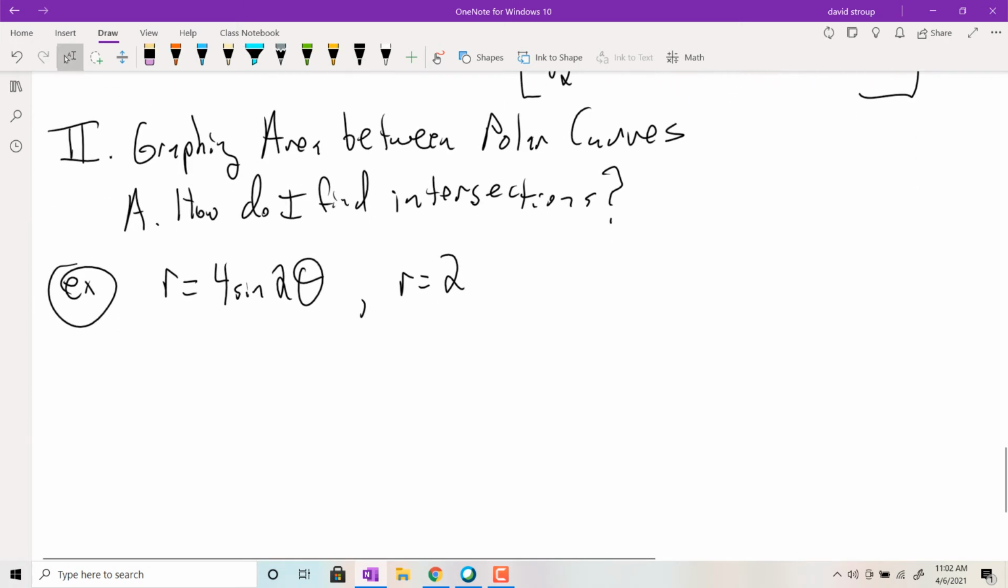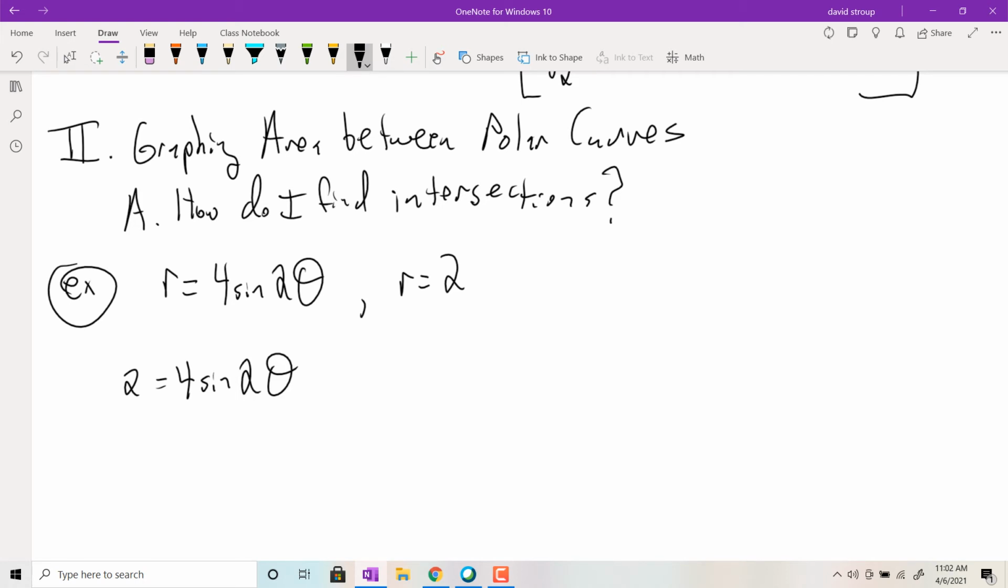Okay, so you can set them equal to each other and see what you get. Right? So that's the tried and true method. The trouble is we're not going to get all the solutions. But anyways, let's try. So I have 2 equals 4 sine 2 theta, divide both sides by 4. You get sine of 2 theta equals 2 over 4, which is 1/2. Take inverse sine on both sides, you get 2 theta equals, and then think of your unit circle, which reference angle gives you 1/2, that's pi over 6.